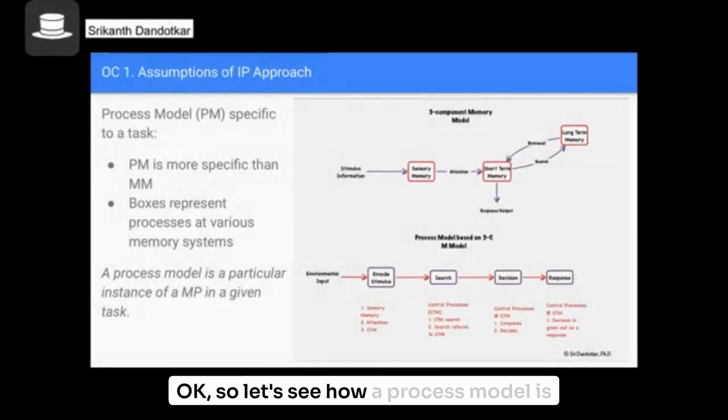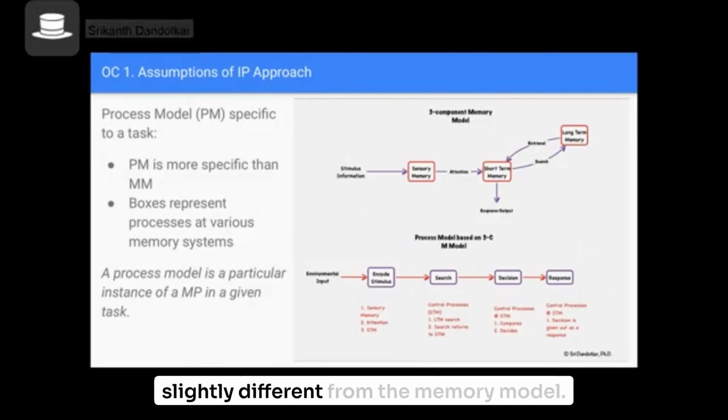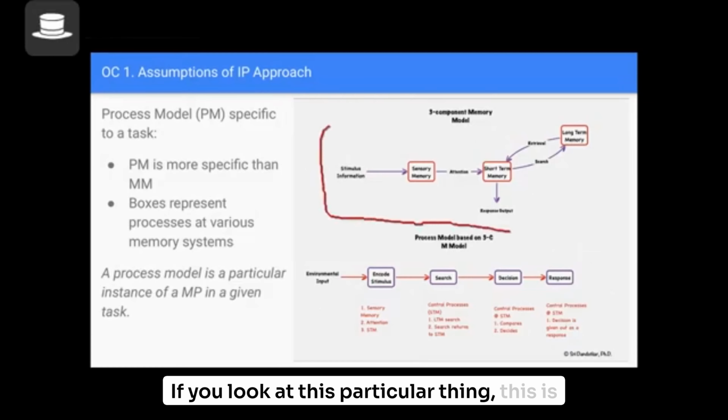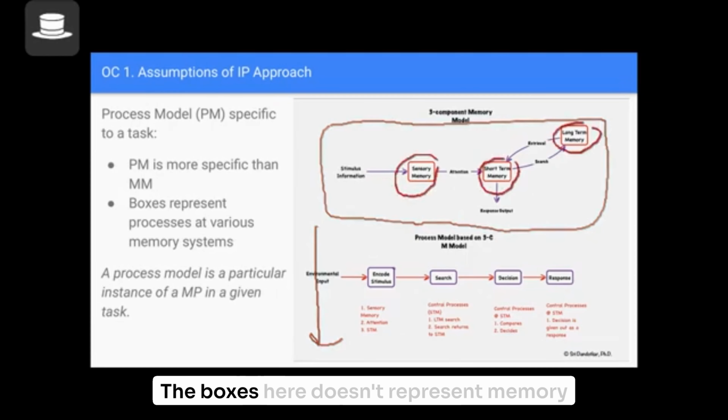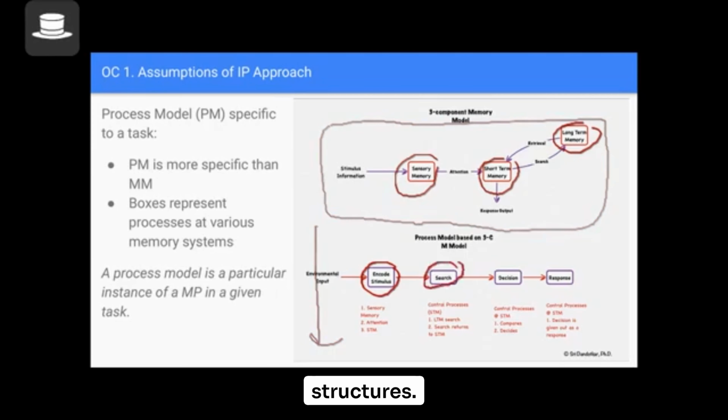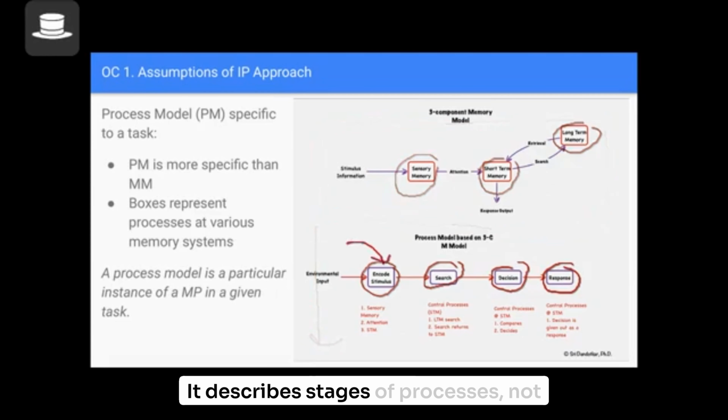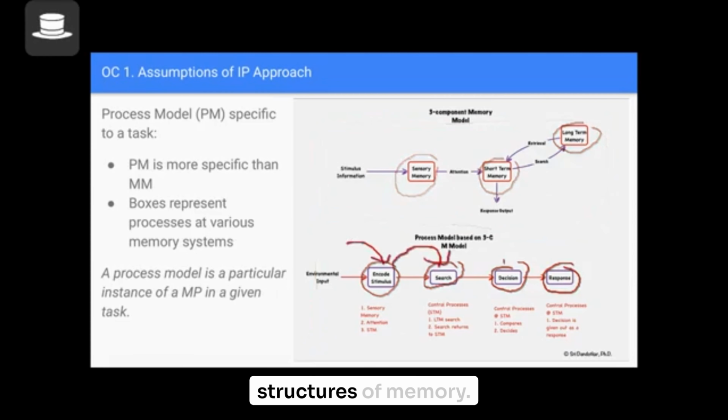Okay, so let's see how a process model is slightly different from the memory model. This is a memory model, and what you see here is a process model. As you can see, the boxes in the memory model represent memory structures. The boxes here don't represent memory structures. They describe stages of processes, not structures of memory; they are processes.